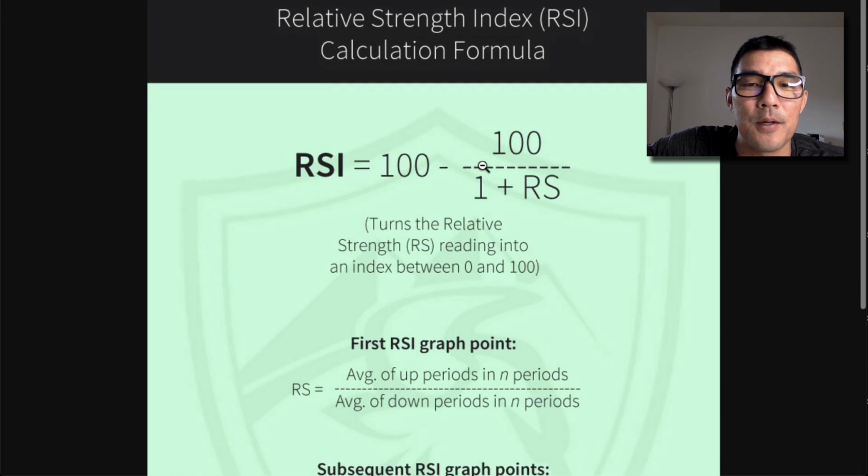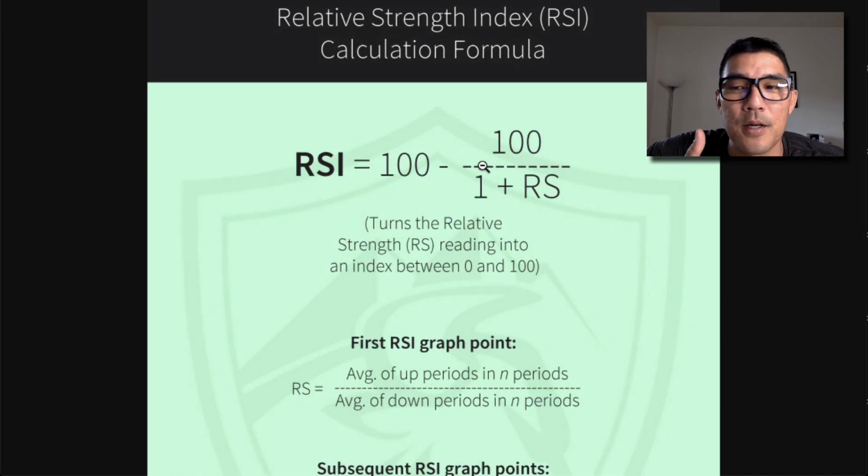I created this graphic here, and you can get it on my blog, tradingheroes.com. Just search for RSI Explained, and you can download this graphic to get the calculation. Now this is the primary formula for the RSI. And as you can see, there's this component RS, and that's a very important part of the RSI. So let's take a look at that first.